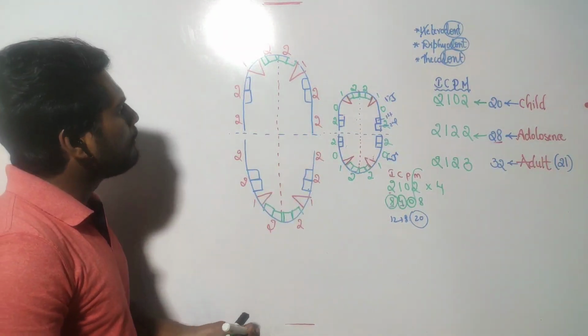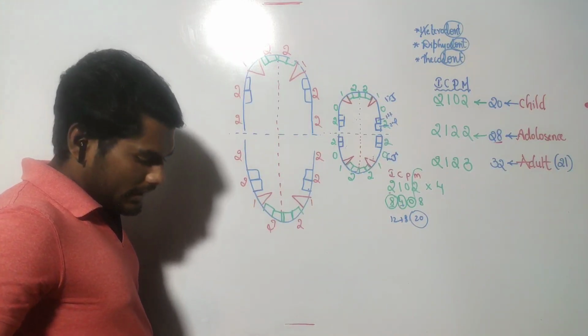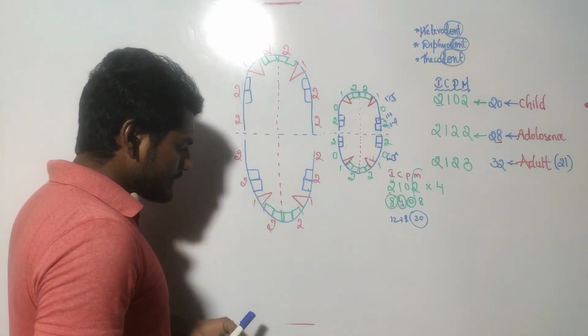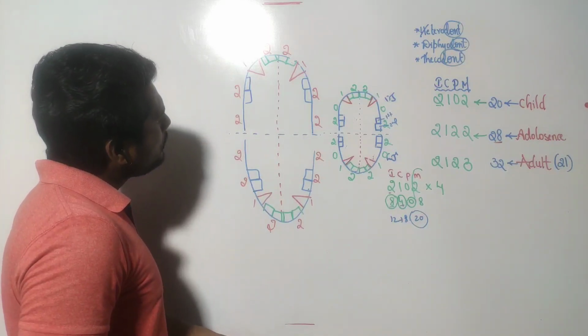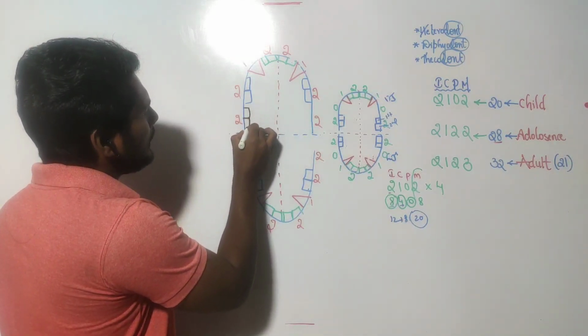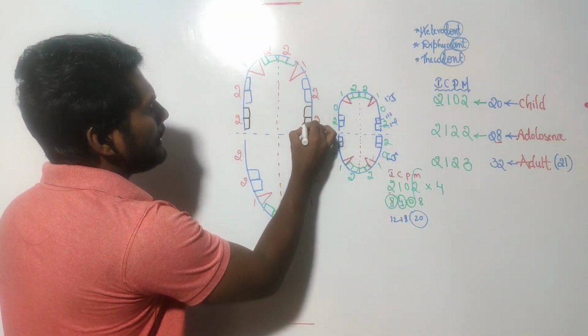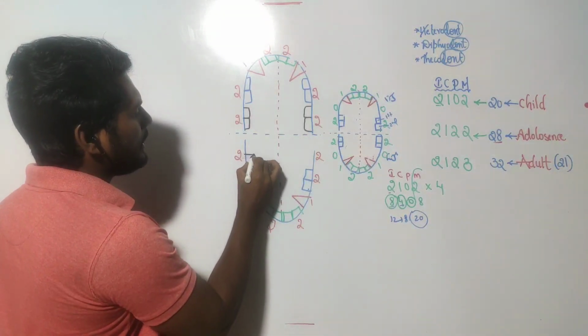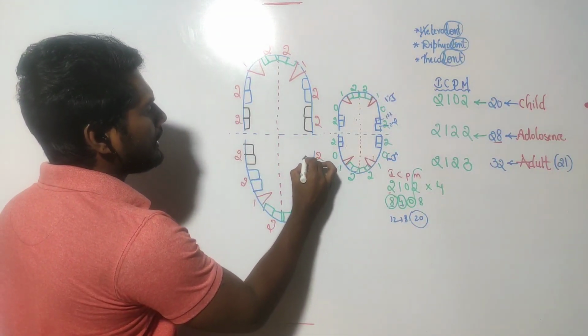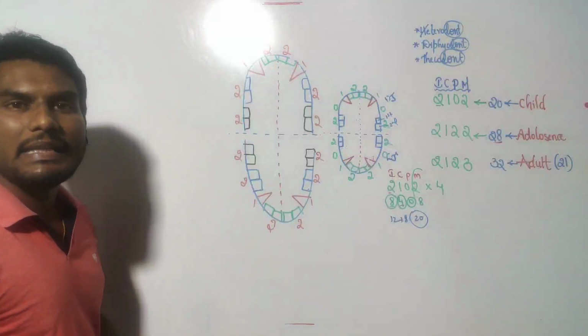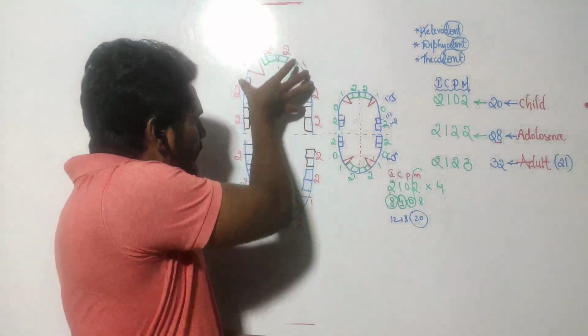After premolars what? Molars. Yes, how many molars in 1 by 4? 2 molars. 2 molars. First molar and second molar. This is the dental formula for adolescents.